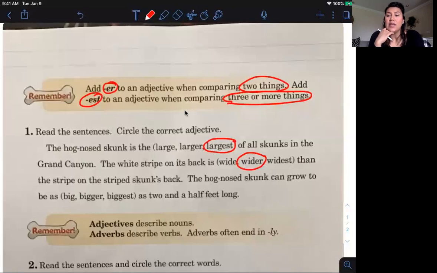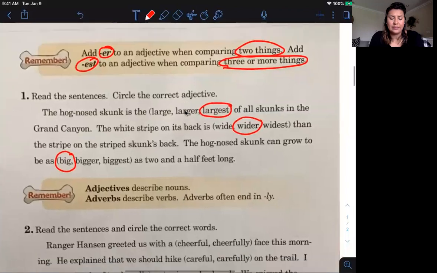The hog-nosed skunk can grow to be as big as 2.5 feet long, or as bigger as 2.5 feet long, or as biggest as 2.5 feet long. We don't need -er or -est. We just need big, because we're just talking about one guy.